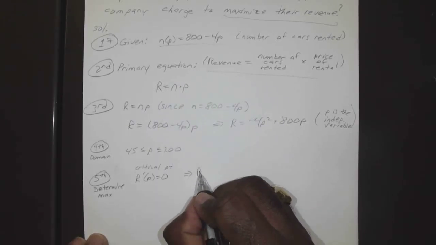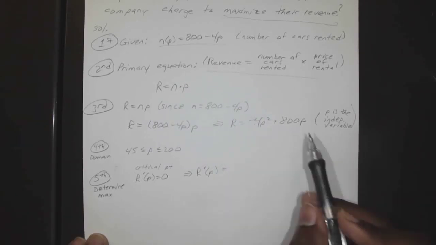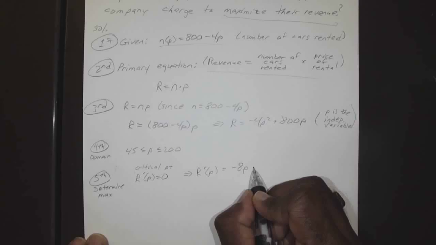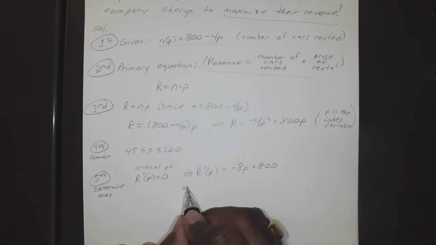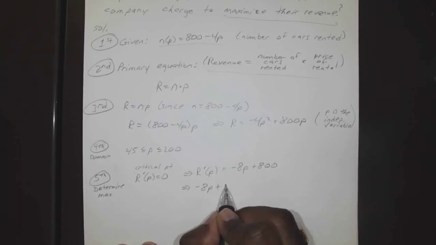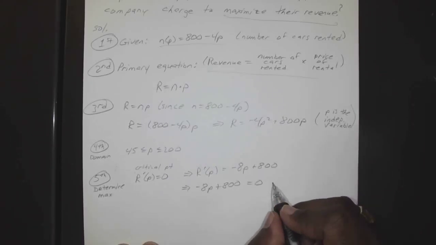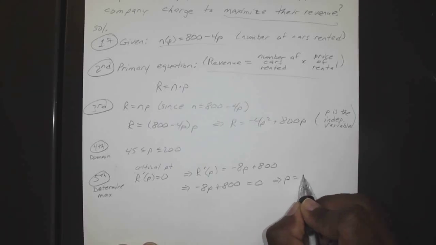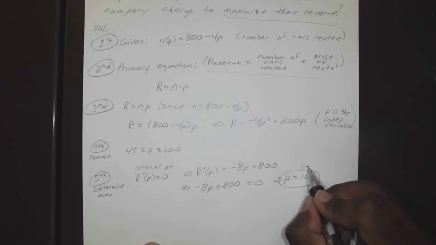So that means R prime of P is equal to negative 8P plus 800. So we need to know where that is equal to 0. So negative 8P plus 800 equals 0. If we subtract 800, divide by negative 8, we know that P is equal to 100. Okay, so that's our critical point.